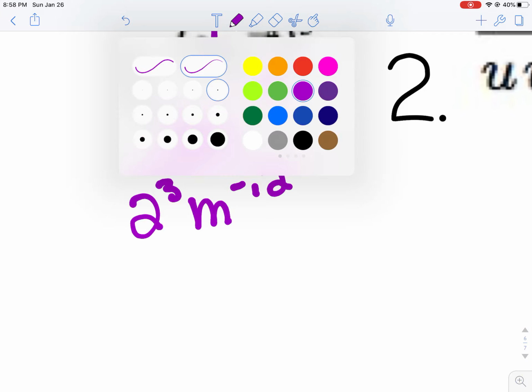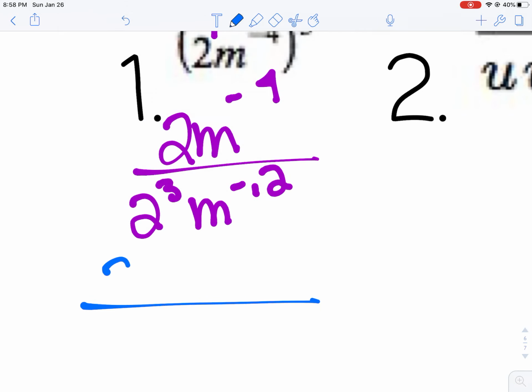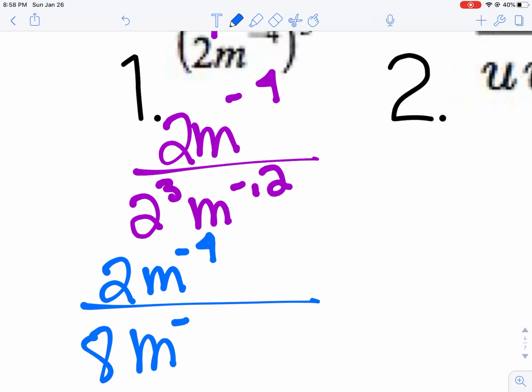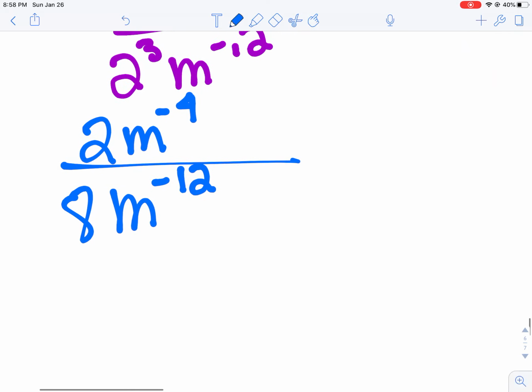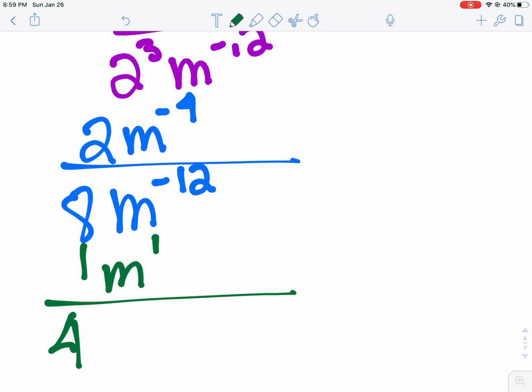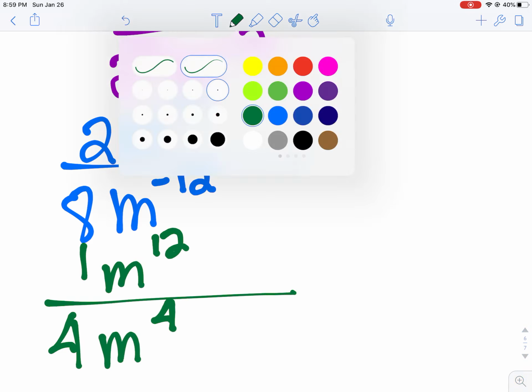Now with this, I need to simplify that 2 to the third. I have 2 times 2 times 2, which gives me 8. Now if I notice, 2 divided by 8 can simplify, because they're both divisible by 2, so that's going to be 1/4. I also notice I have negative exponents, so that m to the 12th is now on the top because you got to move that from the bottom, and m to the 4th is now in the bottom.